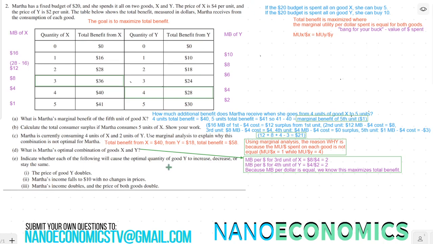For the second unit of good Y, we end up with $8 in additional benefit and only $2 spent, so we get $4 in bang for every buck spent. And because the marginal utility per dollar spent on Y is 4, and marginal utility per dollar spent on good X is 1, those two are not equal. And that's essentially all we would need to report for C.